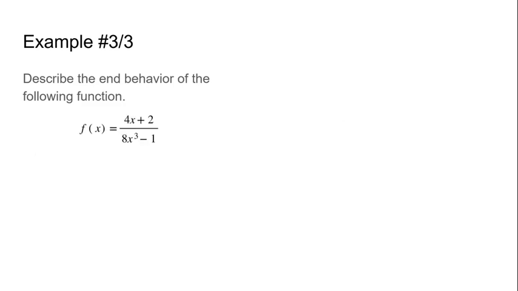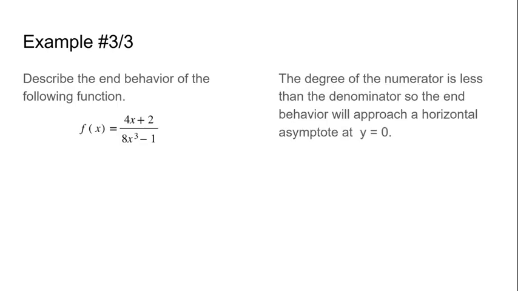Last but not least, example 3. Here we have an example where the denominator degree is greater than the numerator's degree, so we're going to be approaching a horizontal asymptote at y equals 0. It sometimes helps to simplify the leading terms, but when you do, you're going to see the same thing again and again.